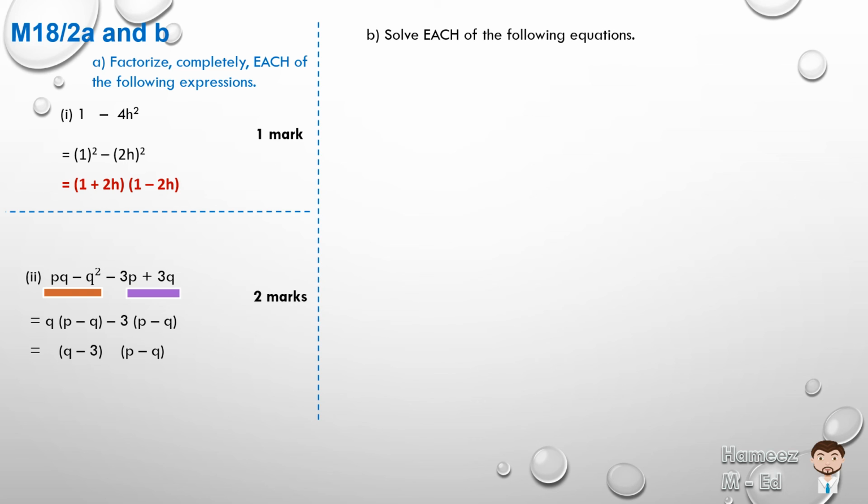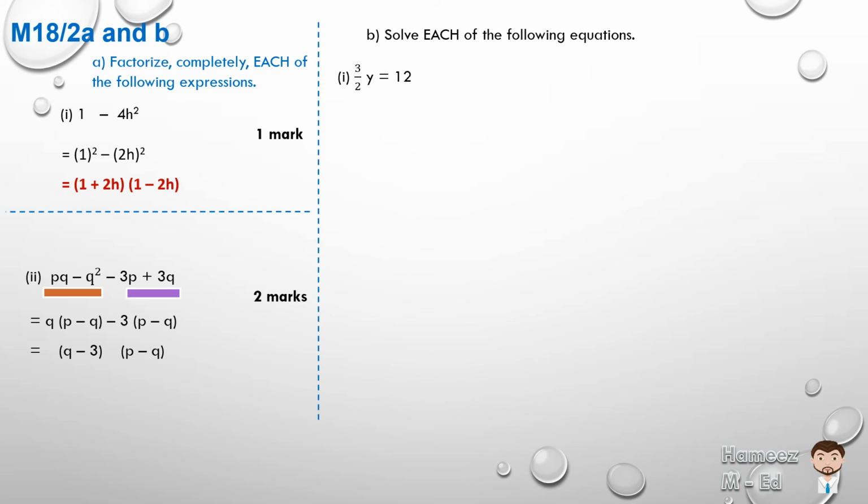For part B now, solve each of the following equations. And they give us two equations. So let's look at part 1. 3 on 2y is equal to 12. So if we want to solve that, what they're really asking us is to find out what value y is, so that when we multiply it by 3 on 2, it's going to give us 12.